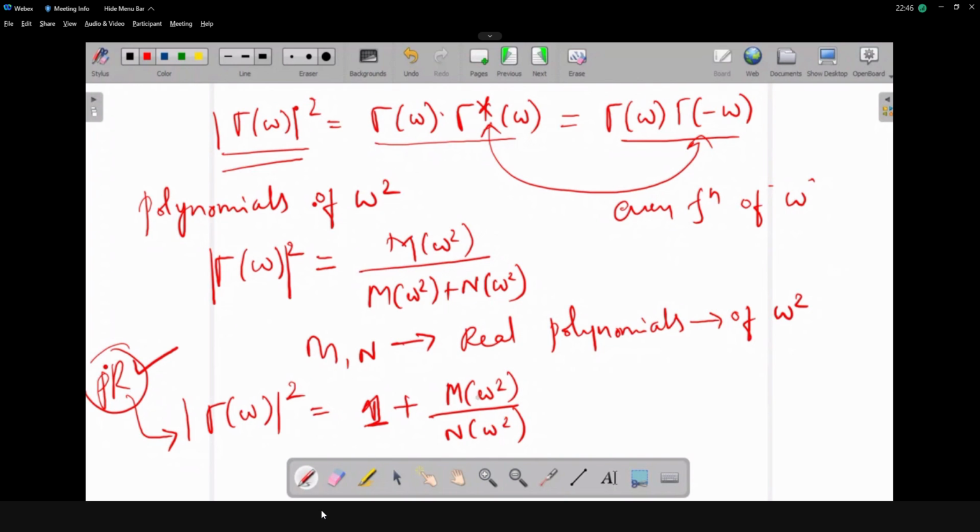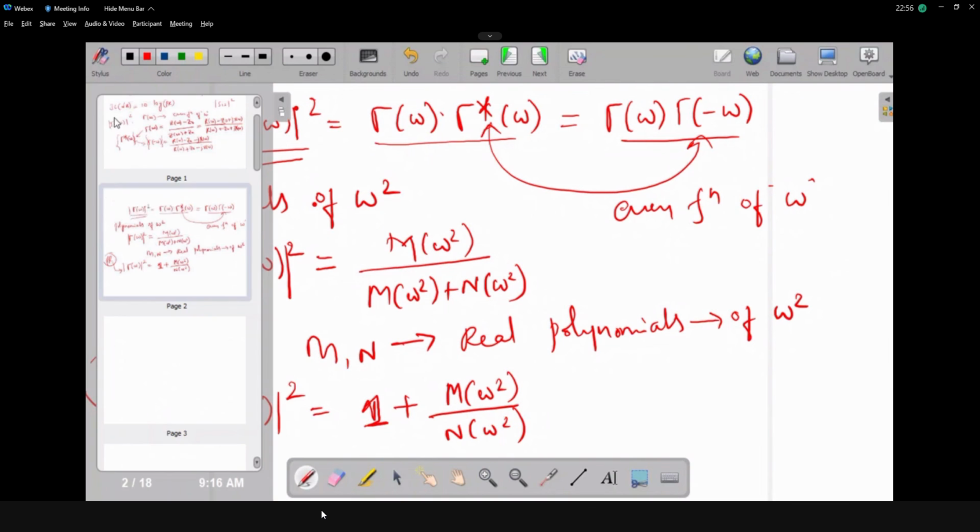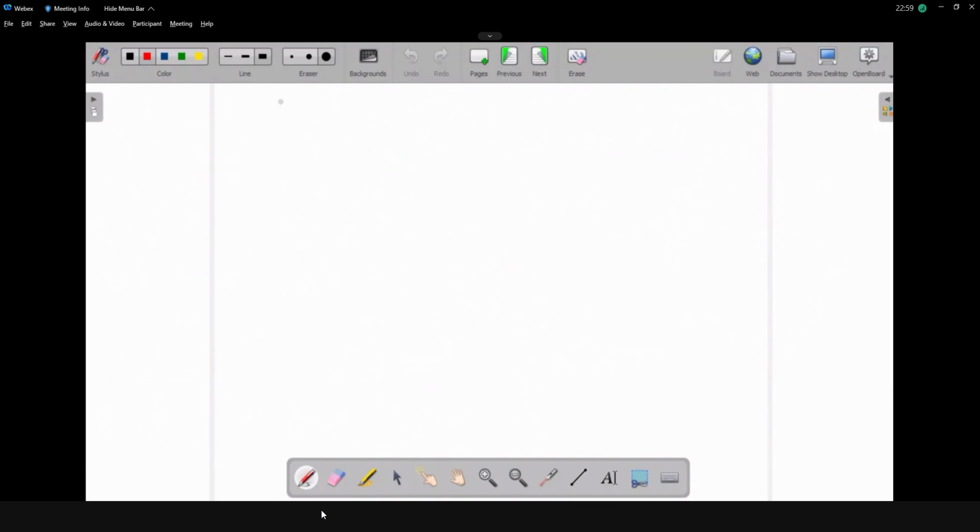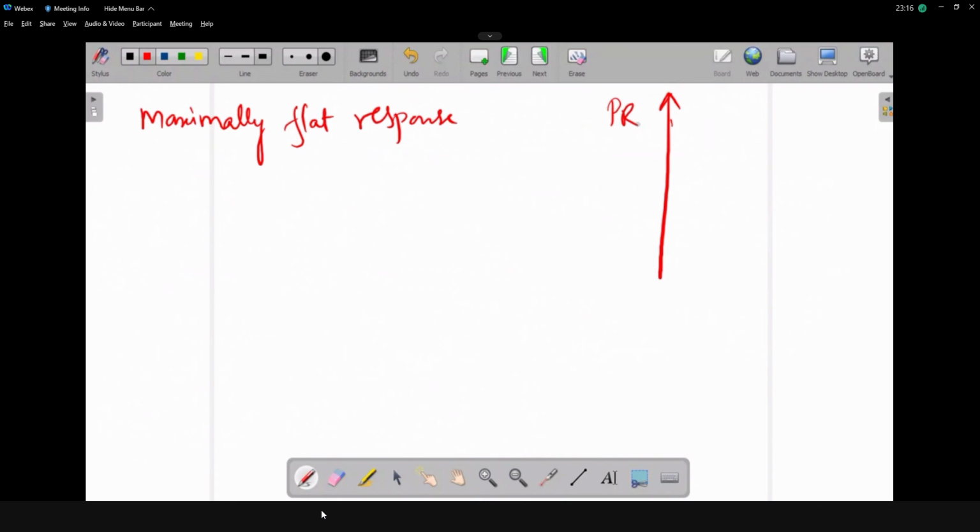Okay. So now if you take the practical, physically realizable filter responses that we have already discussed, what are all the practical filter responses? That is maximally flat. Okay, maximally flat response. In the earlier class I have already drawn this with respect to the power loss ratio. If you take this power loss ratio, you'll be having a maximally flat response like this.